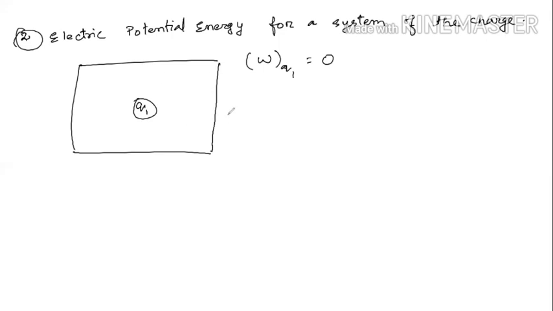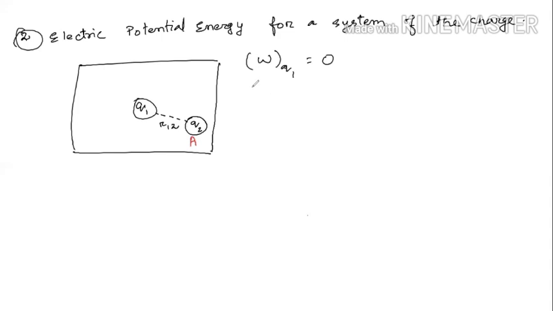So now what I will do, I will bring another charge, let's say Q2, and it is placed somewhere here. Let's say this point is A, and since we are having indexes 1 and 2, we will assume that the distance between 1 and 2 is R1.